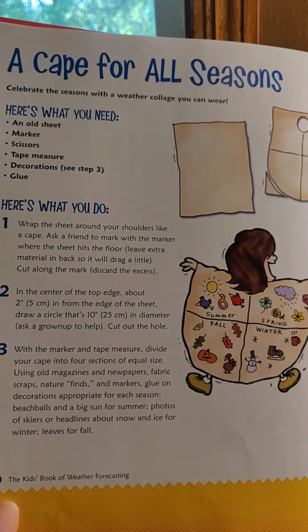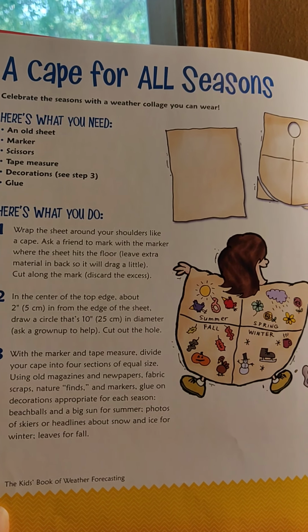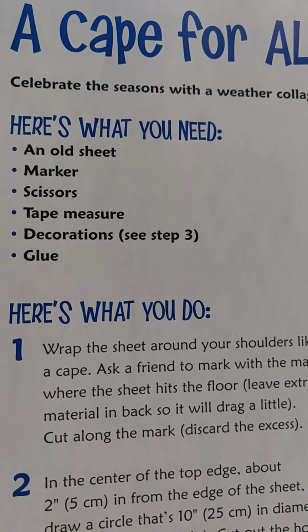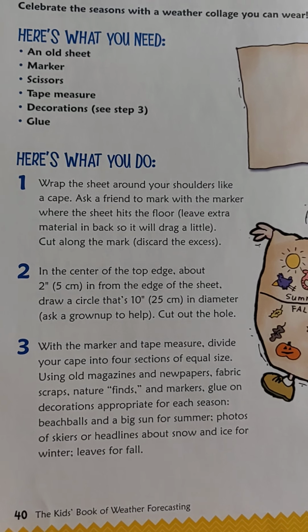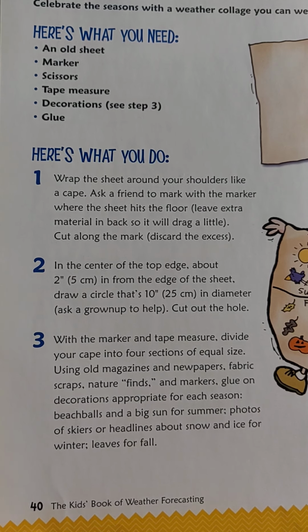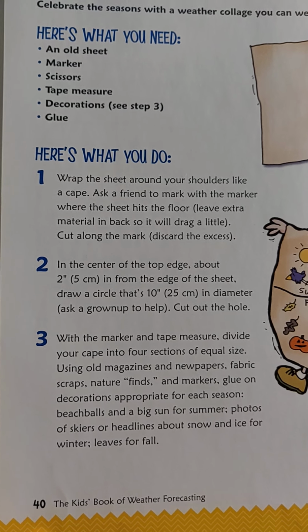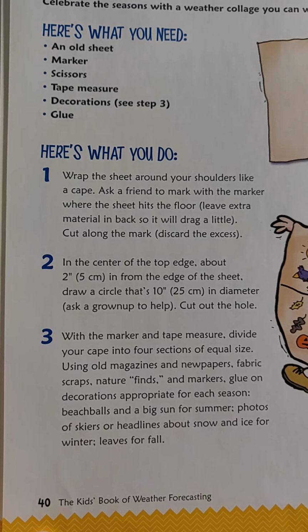A cape for all seasons. Celebrate the seasons with a weather collage you can wear. Here's what you need: an old sheet, marker, scissors, tape measure, decorations, and glue. Here's what you do. Wrap the sheet around your shoulders like a cape. Ask a friend to mark with the marker where the sheet hits the floor. Leave extra material in back so it will drag a little. Cut along the mark and discard the excess.